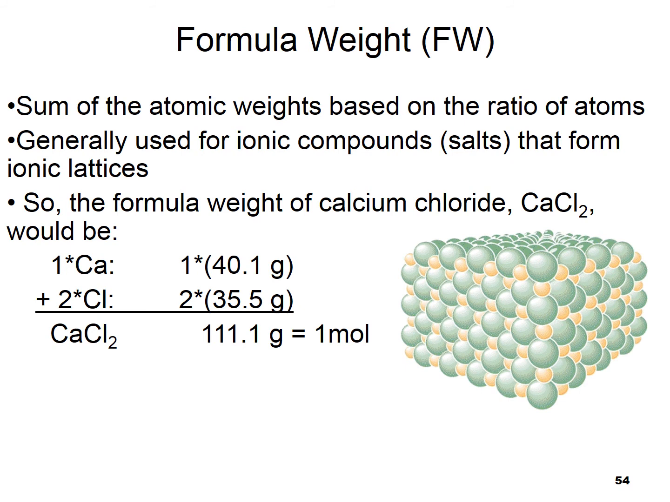Okay, so when we say a mole, we're really talking about a mole of CaCl2 formula units. But realistically, we count it up the same way. The formula is CaCl2, there's 1 calcium and its periodic table weight, 2 chlorines and its periodic table weight. They add up to 111.1 grams. That mass is equal to 1 mole of CaCl2 units.